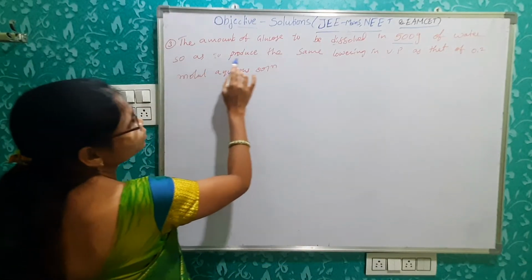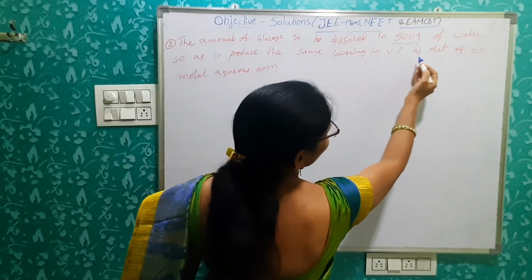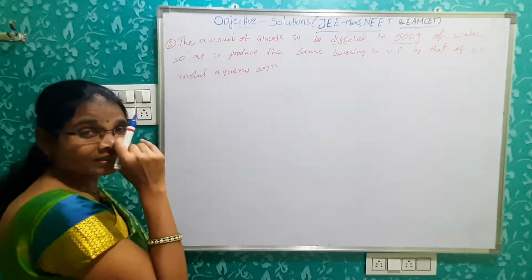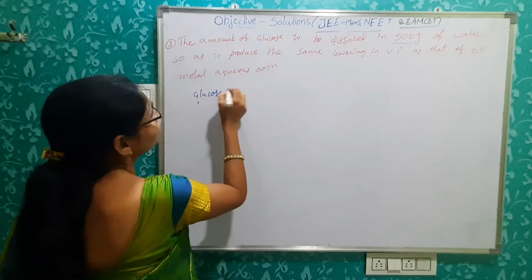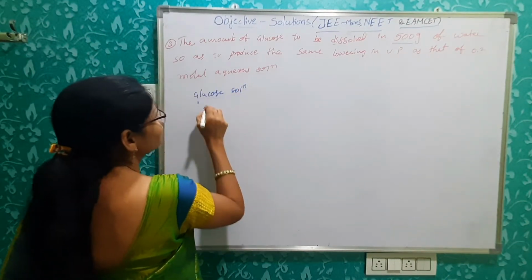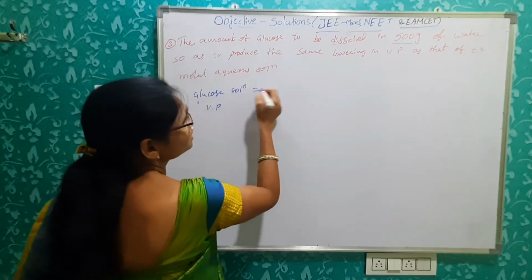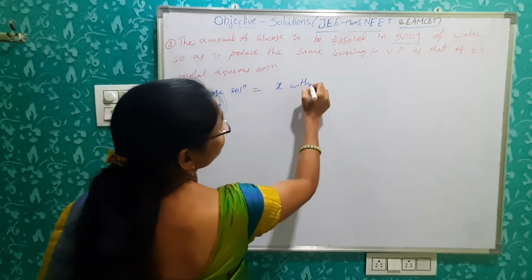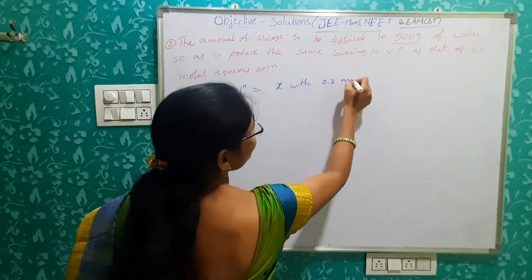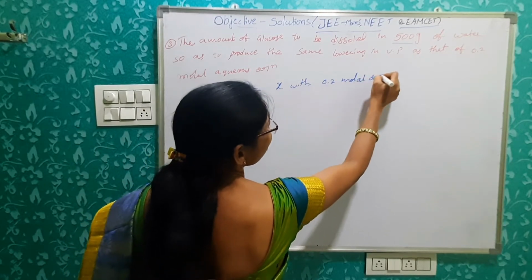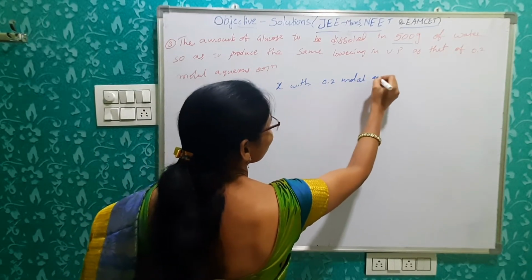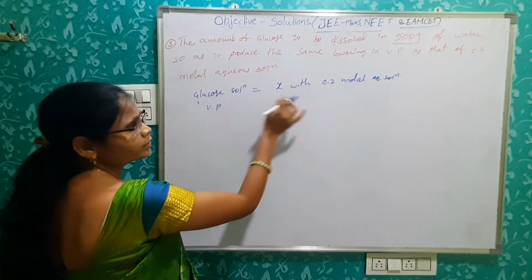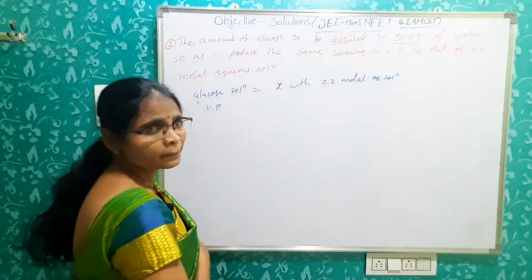Next problem. The amount of glucose to be dissolved in 500 grams of water so as to produce the same lowering of vapor pressure as that of a 0.2 molal aqueous solution. Simply, the glucose solution shows the same vapor pressure lowering as solution X, the 0.2 molal aqueous solution. So the lowering of vapor pressure of both solutions is the same.